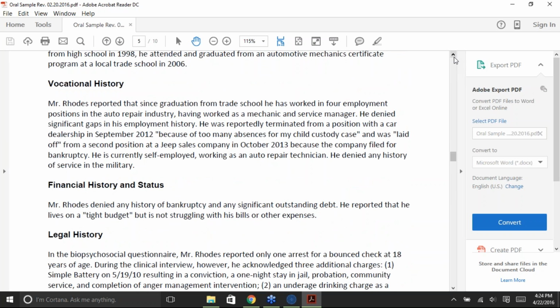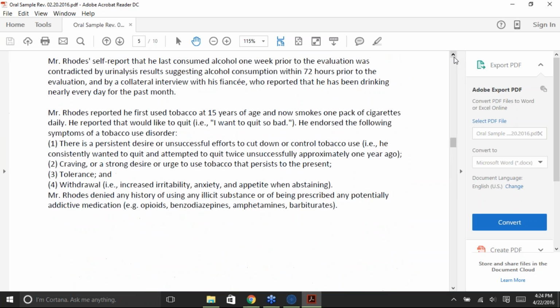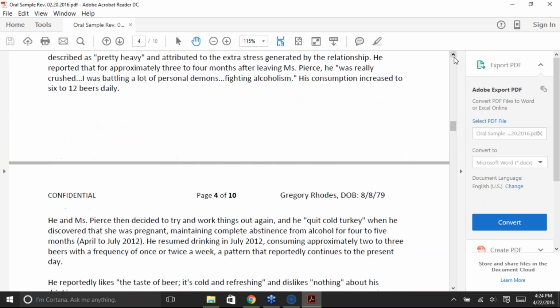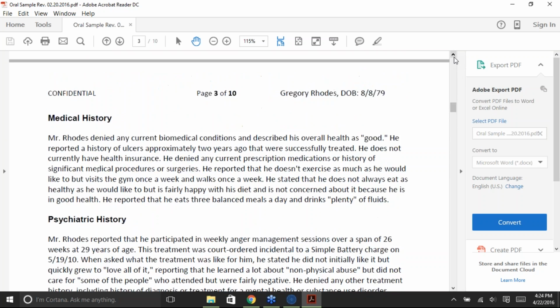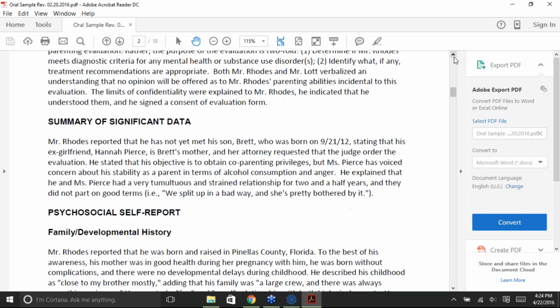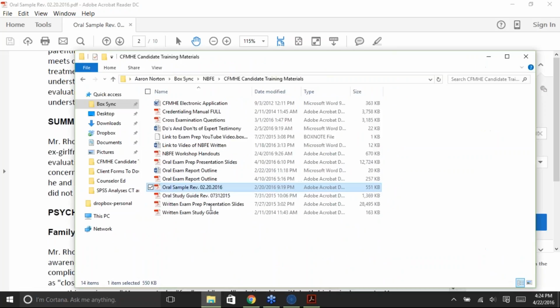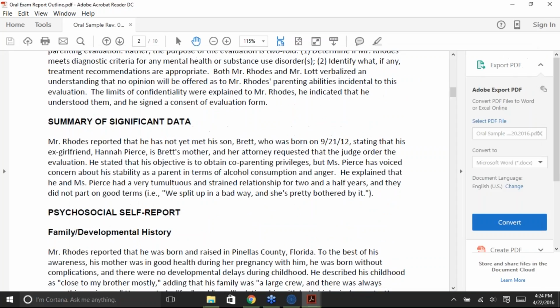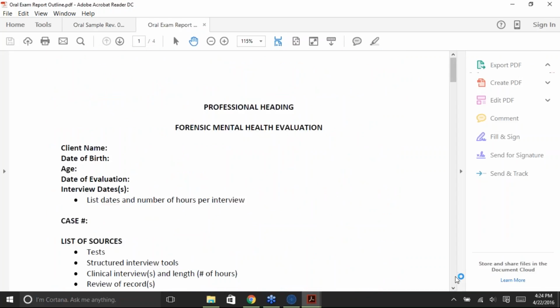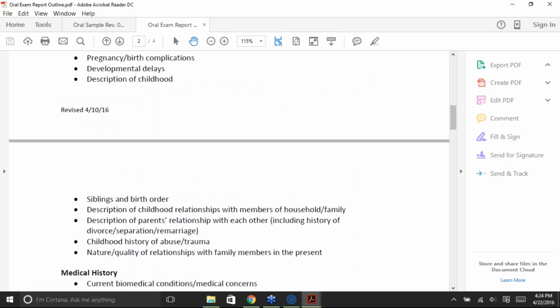I think we actually lumped marital history in with family, but let's look at the actual outline and see if that's the case. Because right here we can actually look at the oral exam report outline, and see, but maybe it is a mistake.